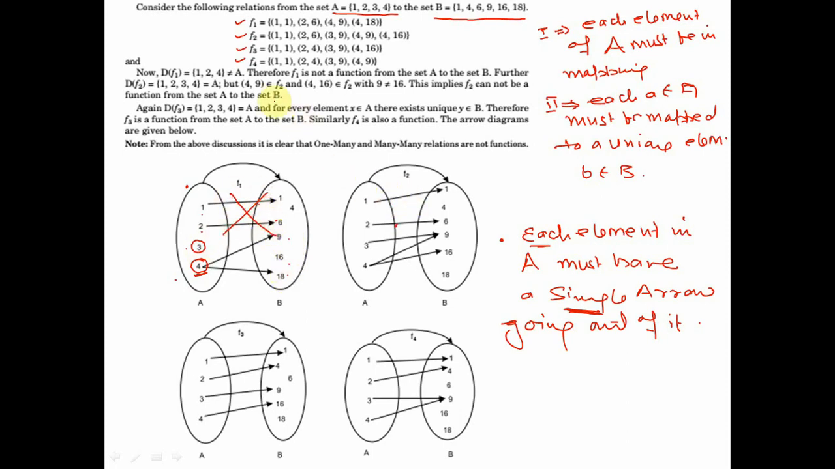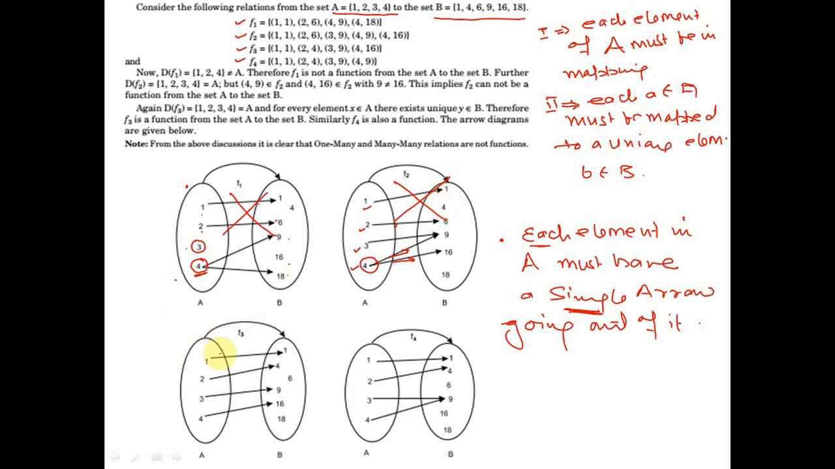Let us see F2. F2 says 1, 1; 2, 6; 3, 9; 4, 9 and 4, 16. So once again, each element has an arrow going out of it, right? So the first condition is satisfied. But unfortunately, from 4, you can see that there are 2 arrows going out. So the second condition is being violated. So this is once again not a function.